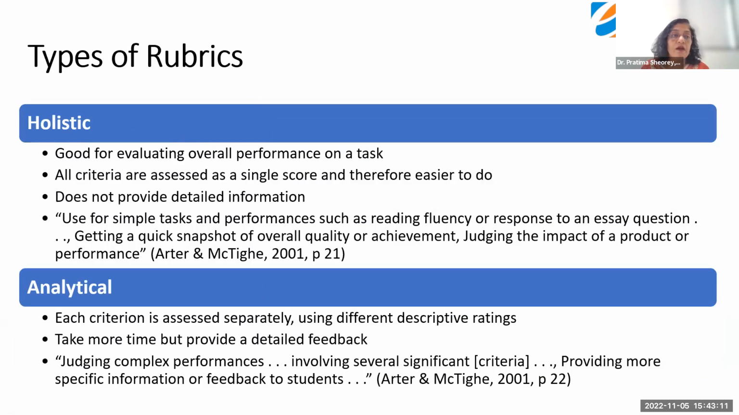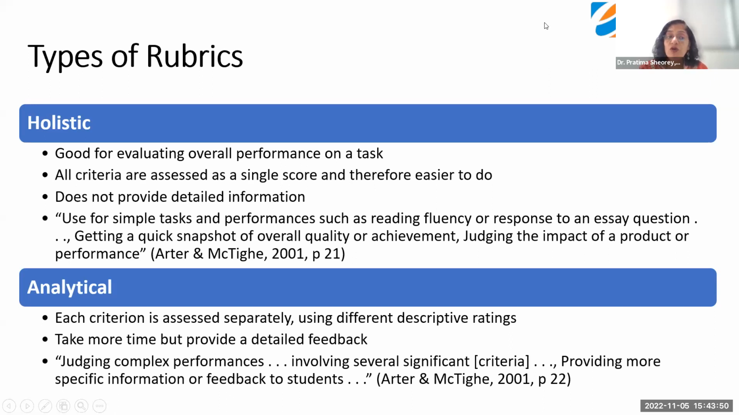So there are different types of rubrics. Holistic rubric, right, which is good for evaluating overall performance on a task. So Arthur and McTighe, this is their paper from which, from that specific page, they've used this statement, and therefore I thought I'll use this statement here. Therefore, in double quotes, used for simple tasks and performances such as reading fluency, responses to an essay question, getting a quick snapshot of overall quality, judging the impact of a product or performance, right?